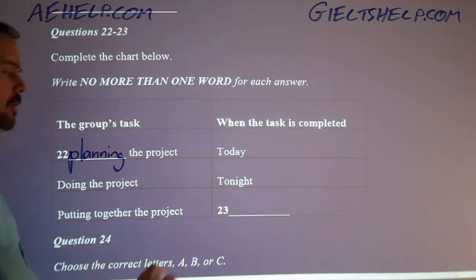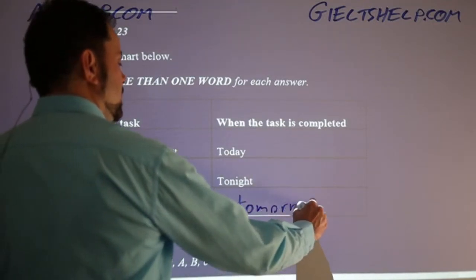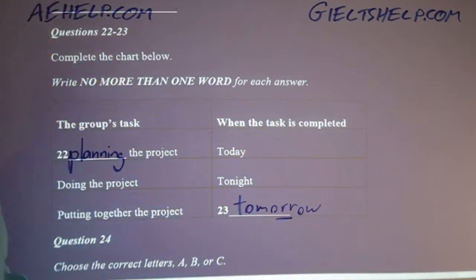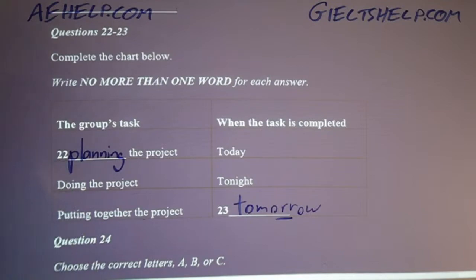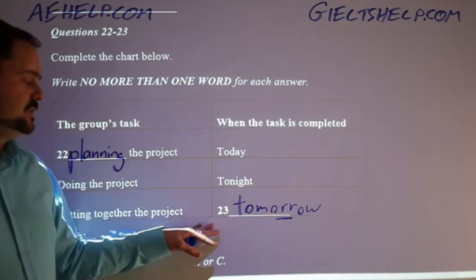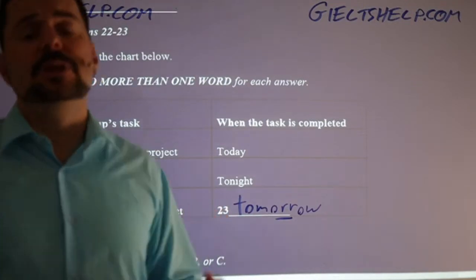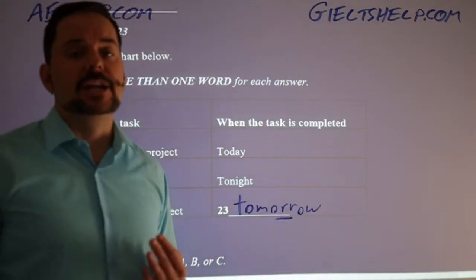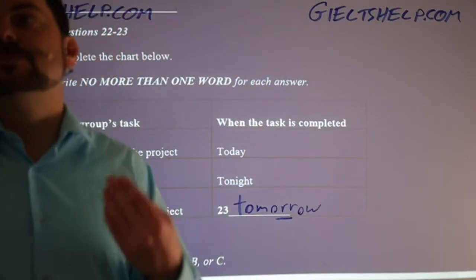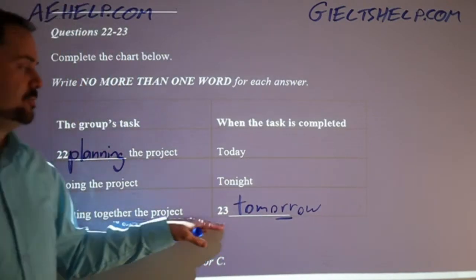23 is tomorrow. Just make sure you pay attention to the spelling here. The double R, tomorrow, that sometimes gets students. For 23, if you say putting together the project Friday, you'll get it wrong because they're actually putting together the project Thursday, okay, not Friday. Friday, they're handing in the project. So be really careful, but you shouldn't put Thursday here. You should just put tomorrow.